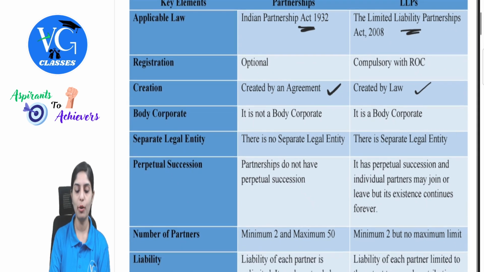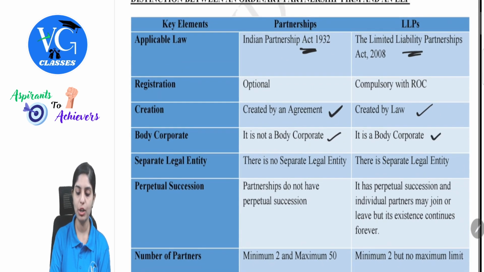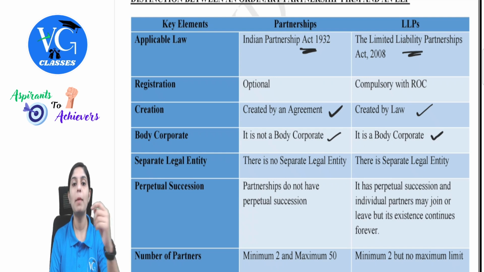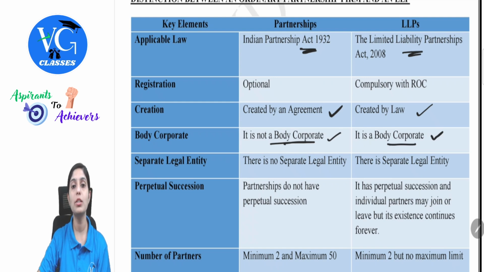Body corporate: a partnership firm is not a body corporate, whereas an LLP is a body corporate. What does body corporate mean here? It is nothing but an entity registered or incorporated by a foreign country or a foreign law. So, in short, you can understand a body corporate as an entity which can enter into a partnership arrangement. Whereas a partnership is not at all a body corporate. LLP is a body corporate. So, basically, it obtains a corporate structure with a partnership arrangement.